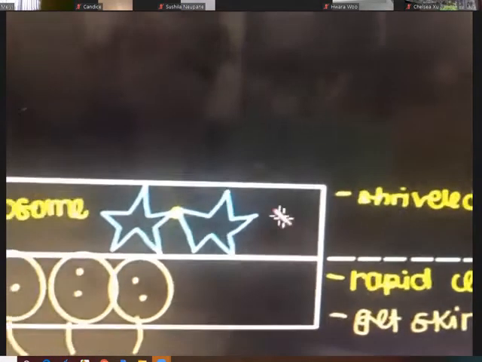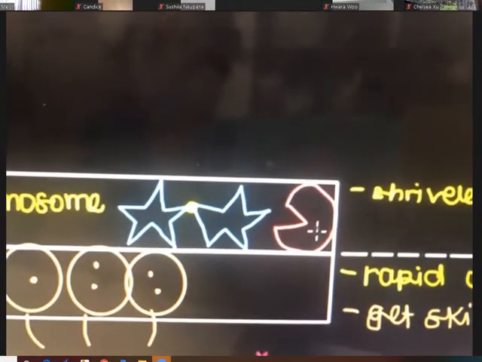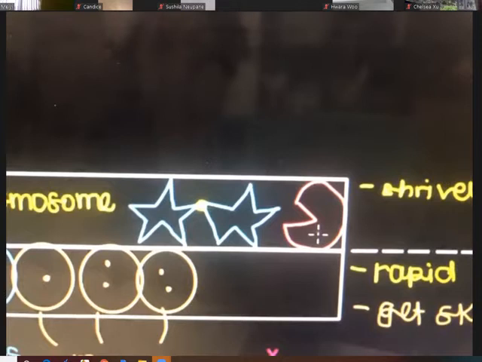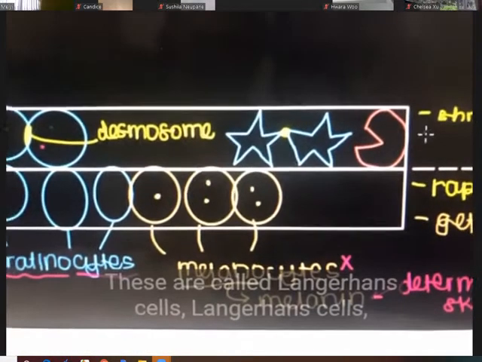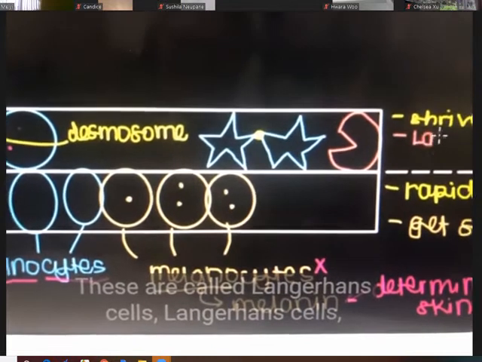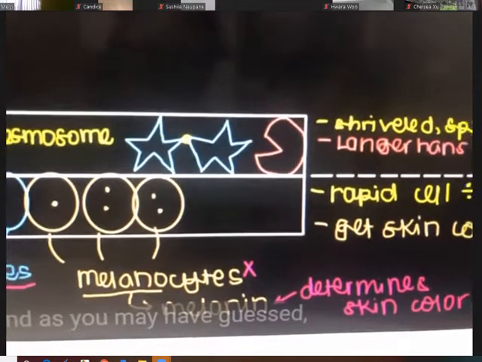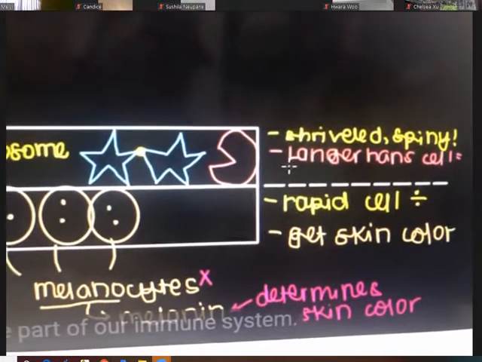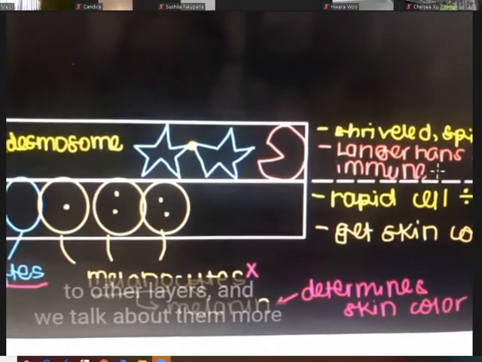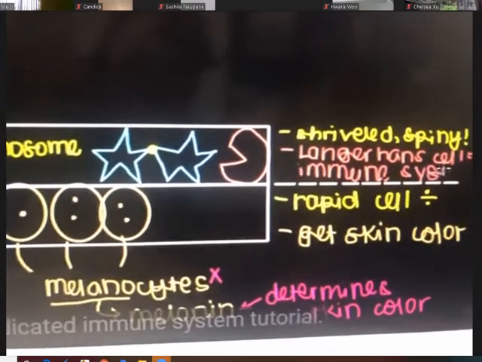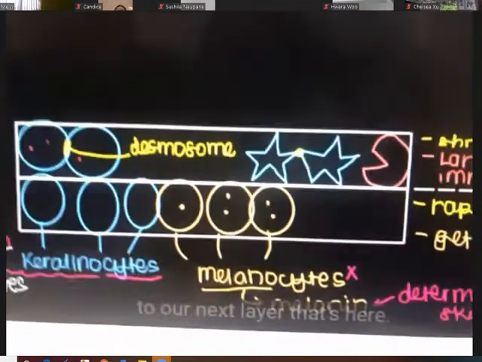Another type of cell that sits in this layer is an immune cell that is looking for foreign bodies or pathogens or things that can be destructive to our body, like bacteria and fungi, and eat them. These are called Langerhans cells. And as you may have guessed, these are part of our immune system. So they hang out here, but can definitely travel to other layers. We talk about them more in our dedicated immune system tutorial. All right. And so it's onward and upward to our next layer that's here.